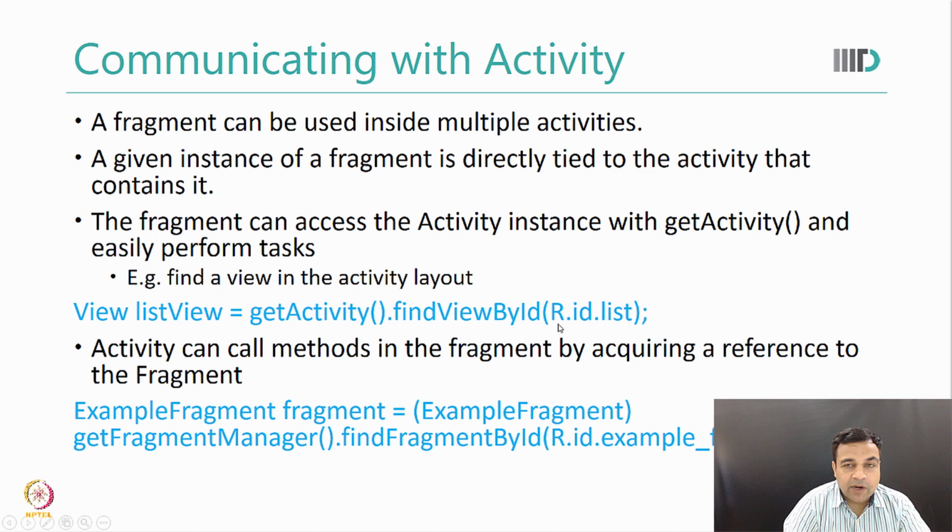Just like a fragment can access an activity, an activity can also access fragments. So the activity can call methods in the fragment by acquiring a reference to the fragment. How does the activity get a reference? By calling the method get fragment manager and find fragment by ID. So now my activity has got a reference to the fragment. So you see that the activity can get a reference to the fragment and the fragment can get a reference to the activity.